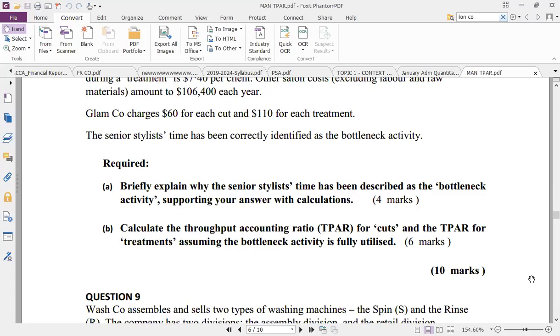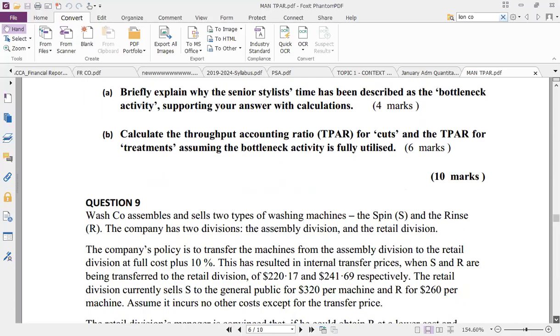calculate the throughput accounting ratio for CAT and the throughput accounting ratio for treatment, assuming that the bottleneck activity is fully utilized. 6 marks. So here no interpretation, just the calculation. Then you are done. So these are the 3 questions that I require you to solve.